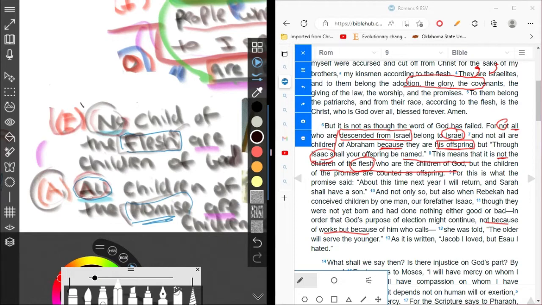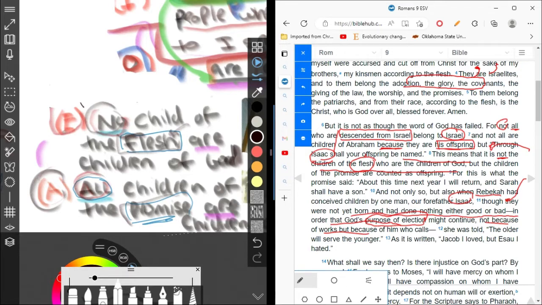And not only so, but also Rebecca. So now he's going to the next part. You get one case with Abraham of the promise, and you get another case with Rebecca, who conceived children by one man, our father Isaac. Though they were not yet born or done anything good or bad, in order that God's purpose of election might continue. So that's the doctrine that we're talking about, unconditional election. It's unconditional because there are no conditions to qualify to be an elect. The only condition is God's purpose.